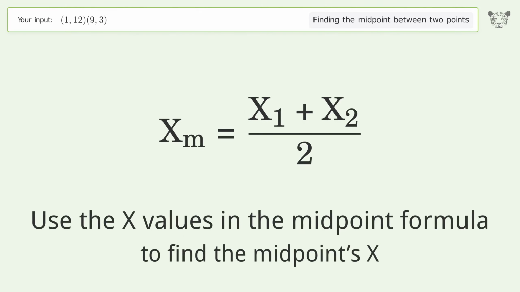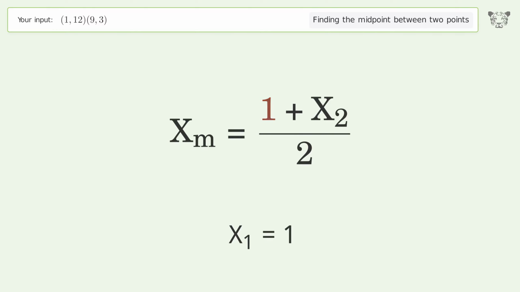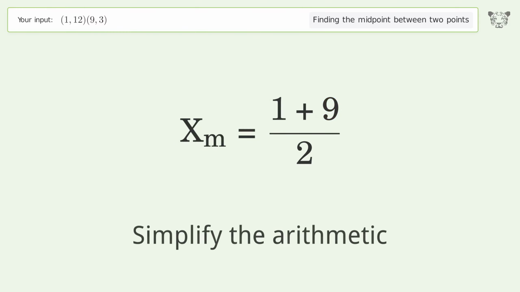Use the x values in the midpoint formula to find the midpoint's x. x1 equals 1. x2 equals 9. Simplify the arithmetic.